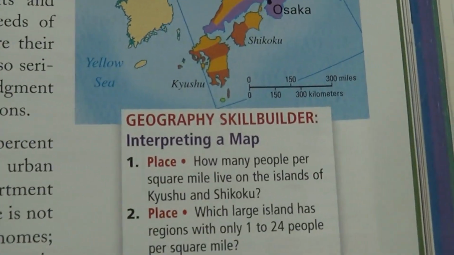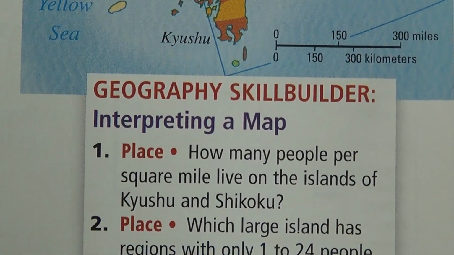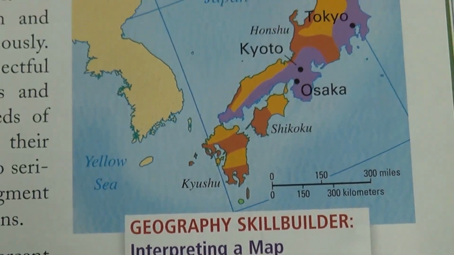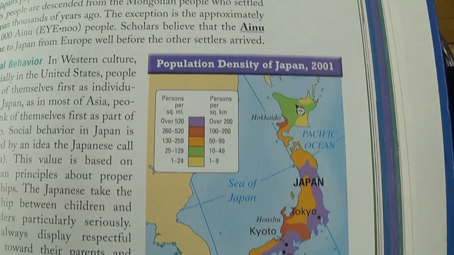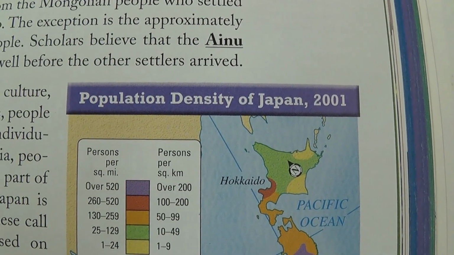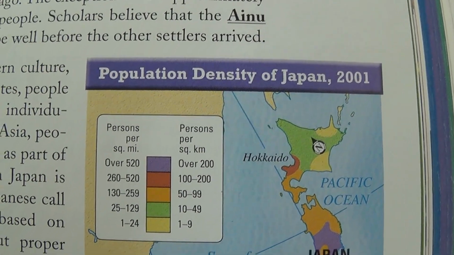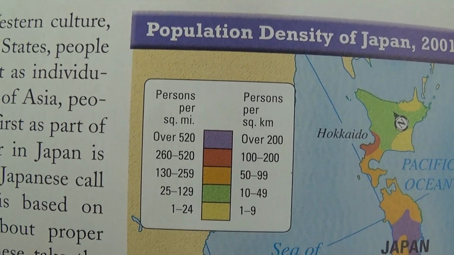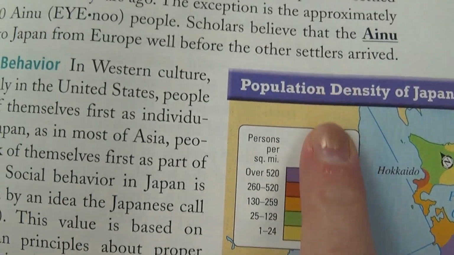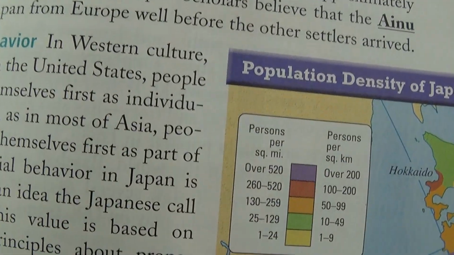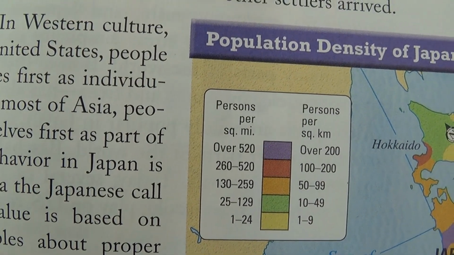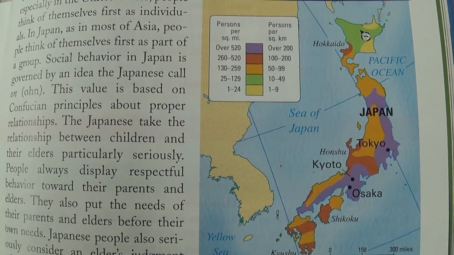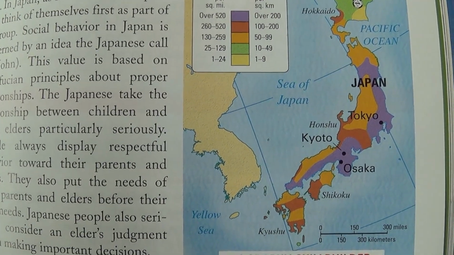Number 1, how many people per square mile live on the islands of Kyushu and Shikoku? So we have to first read the title, Population Density of Japan, 2001. Then you have to read the legend. Ignore this side. Do this side because we're doing miles. Okay, now we have to match those colors and symbols on the map with the colors and symbols on the legend so we can get a nice little preview.